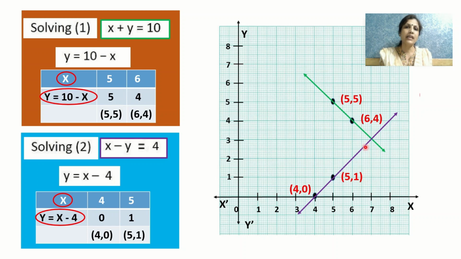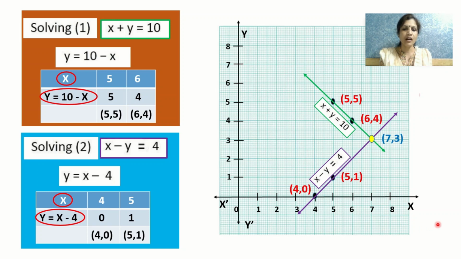Both the lines intersect each other at this particular point, and this point is 7, 3. And this particular point is our solution of the equations. Once you draw the graph, do not forget to write the equation for that particular line. So we'll be writing x plus y is equal to 10 for the green line and x minus y is equal to 4 for the other line.